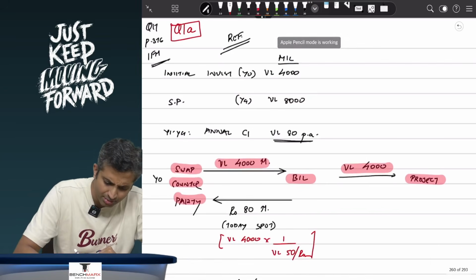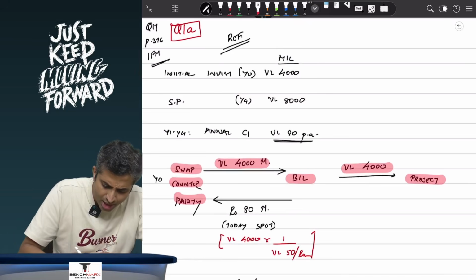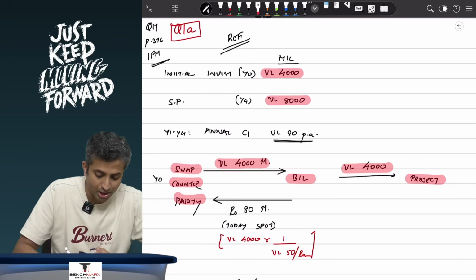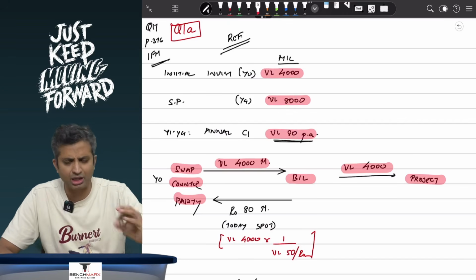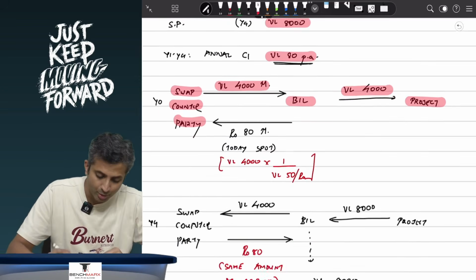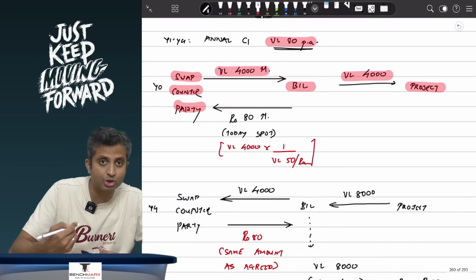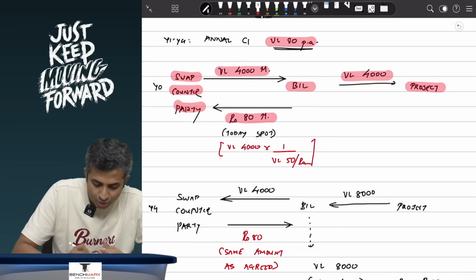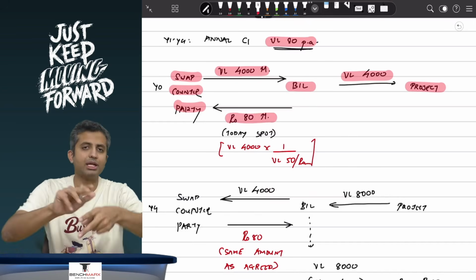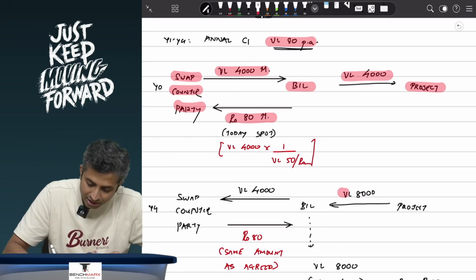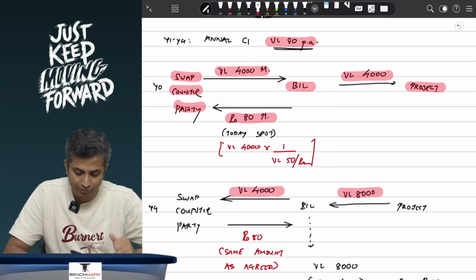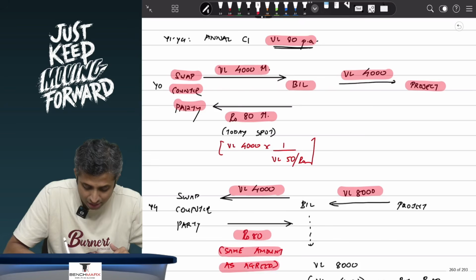So if you look at your summary of the question over here, your initial investment is 4,000 VL. You will get back 8,000 VL, and every year you're going to get 80 VL. Apart from that, the bank will charge you around 0.3% on the rupee principal. Now, initially you have got a swap counterparty which is going to give you 4,000, for which you are going to give 80. 4 years later, this will be again exchanged back. So you will receive 8,000 from the project, out of which 4,000 you'll give to the swap counterparty, and they will give you back 80, the same amount as initially agreed.